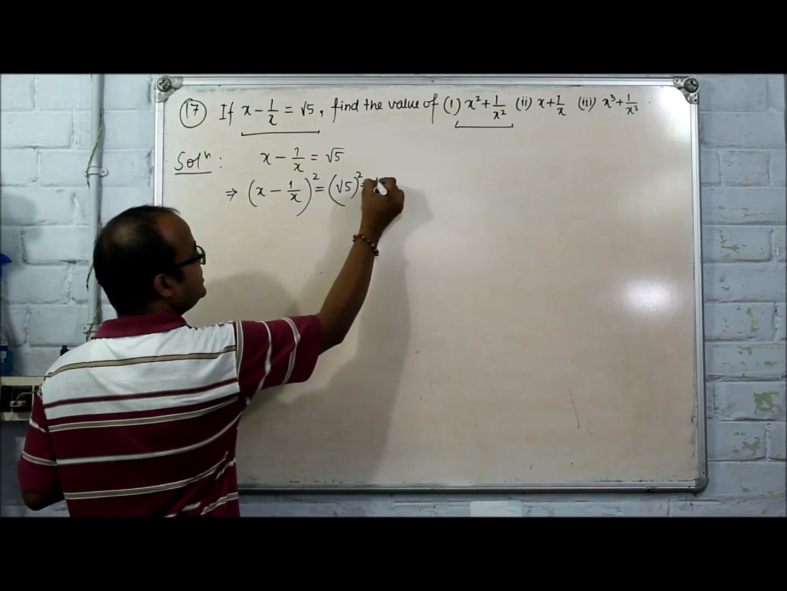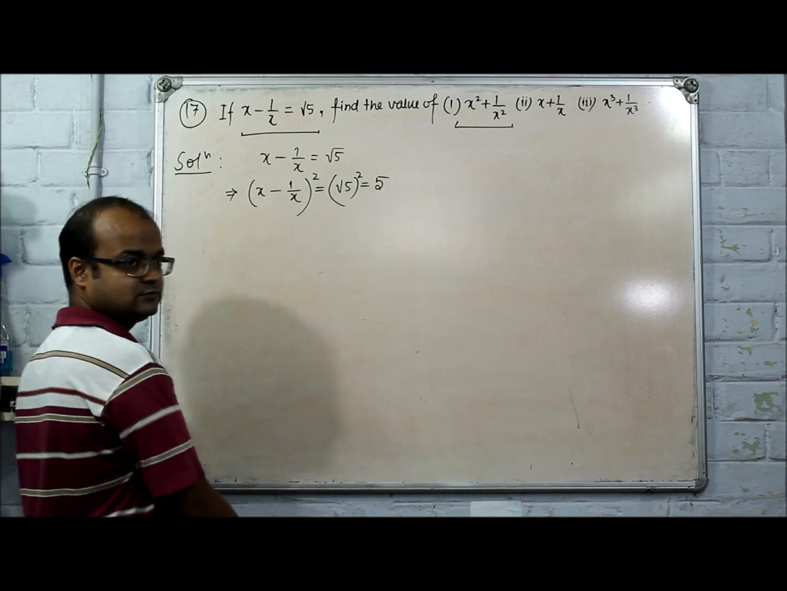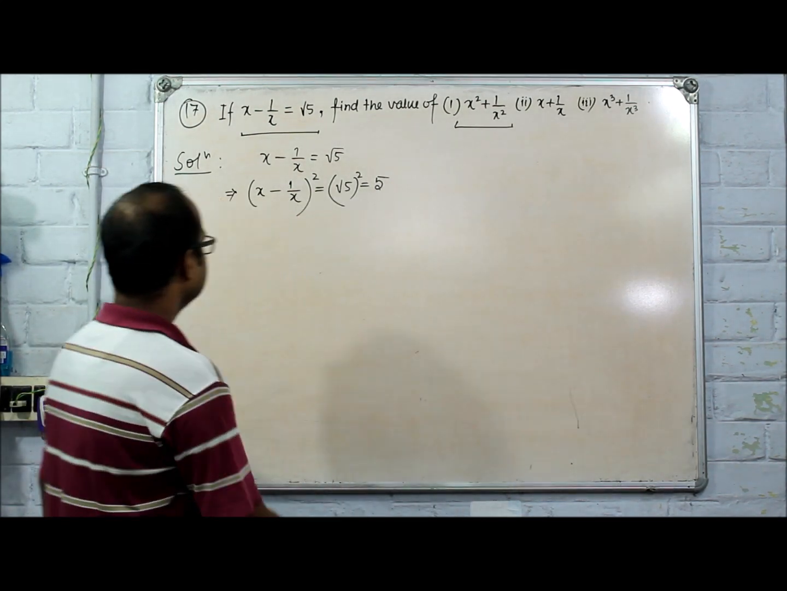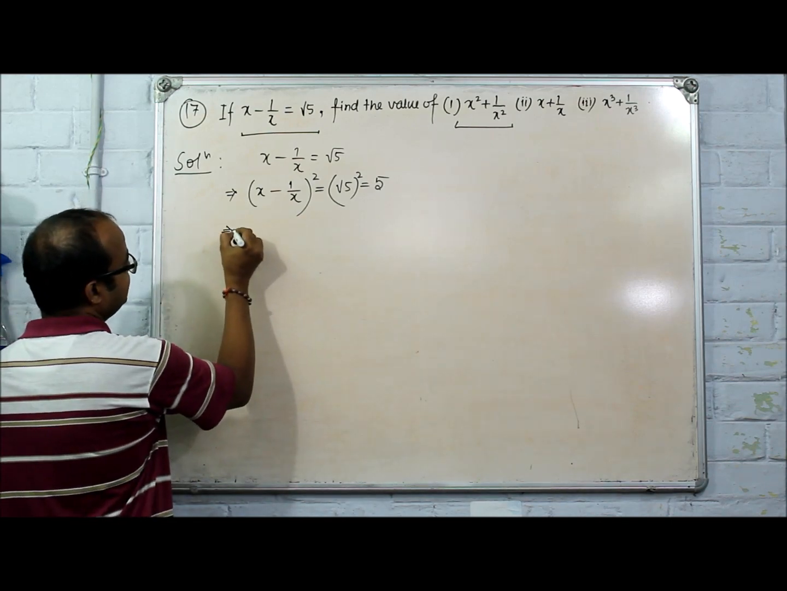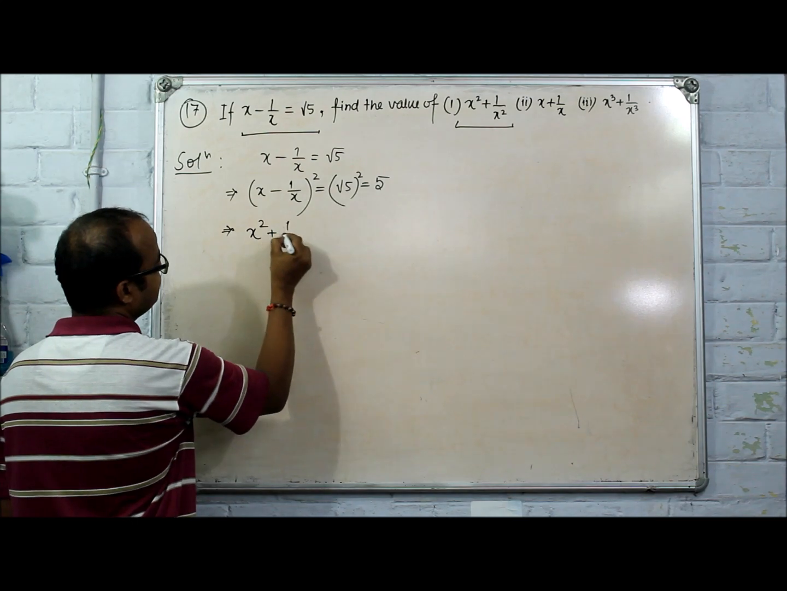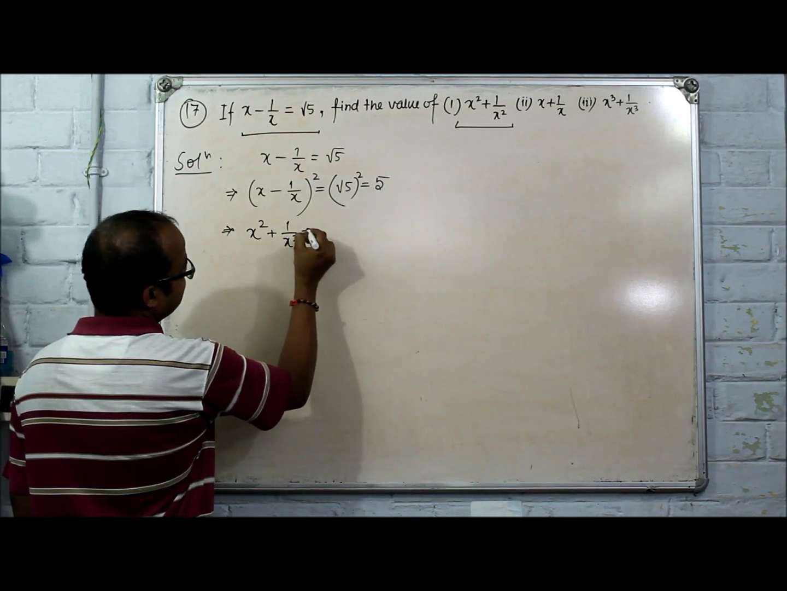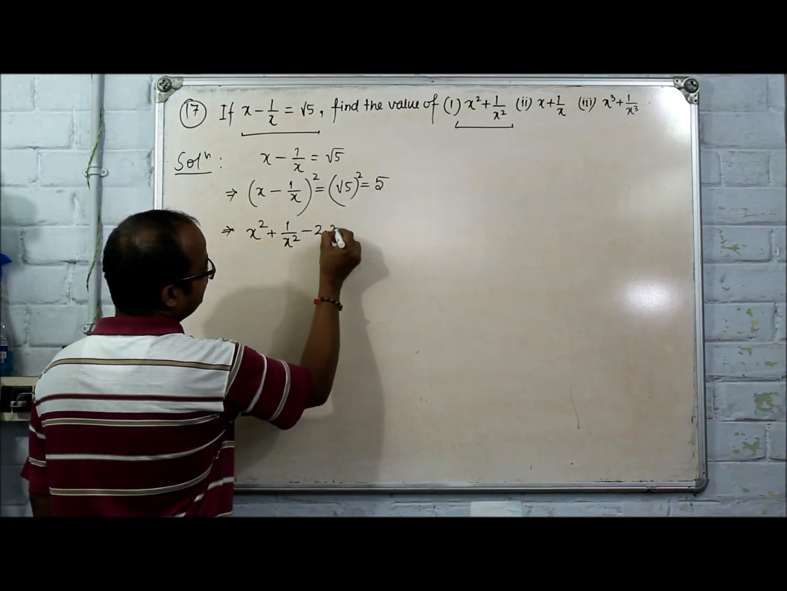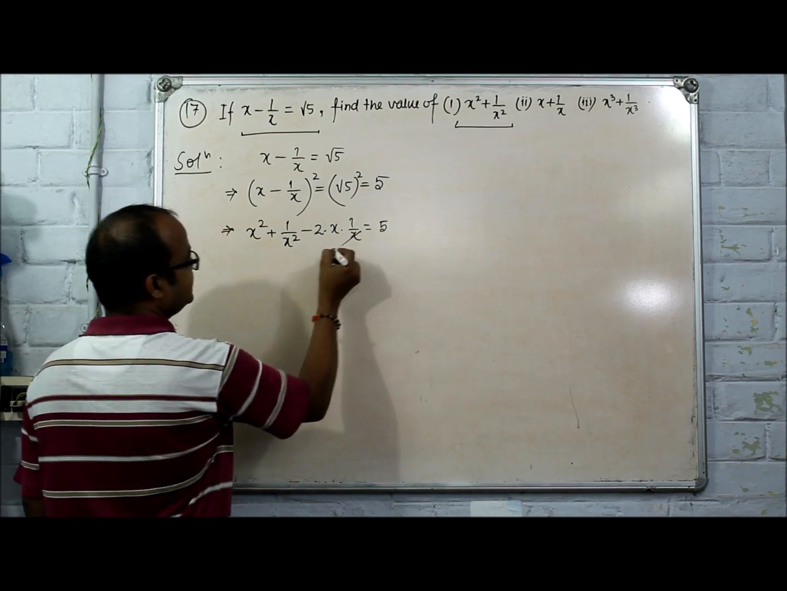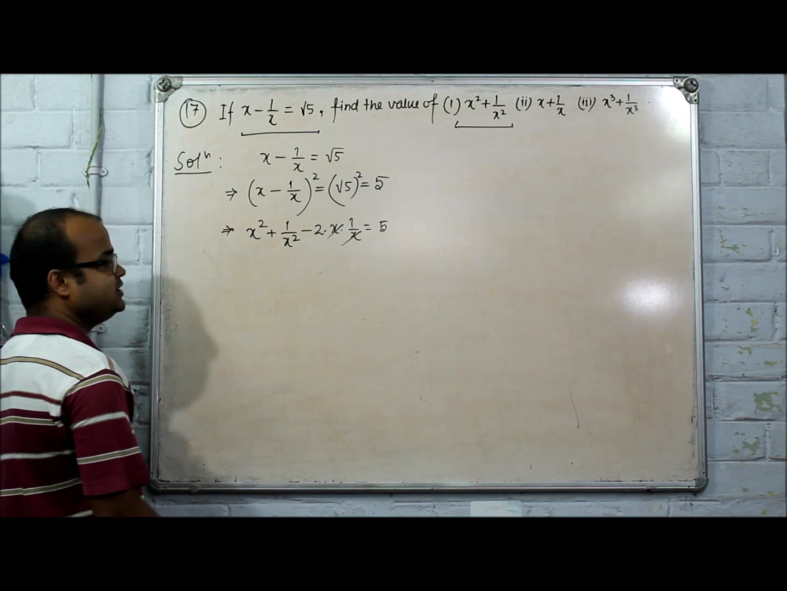Root 5 square means root 5 into root 5, it is equal to 5. Now apply the a minus b square formula. So a square plus b square minus 2 into a into b is equal to 5. This x and this x will cancel each other.